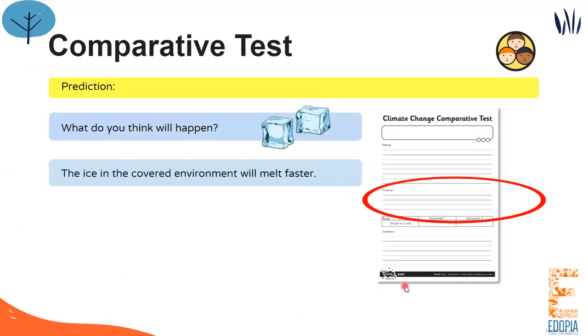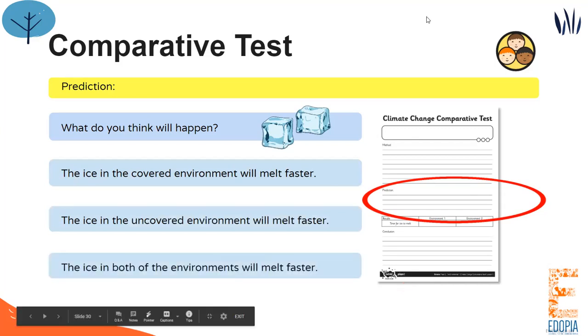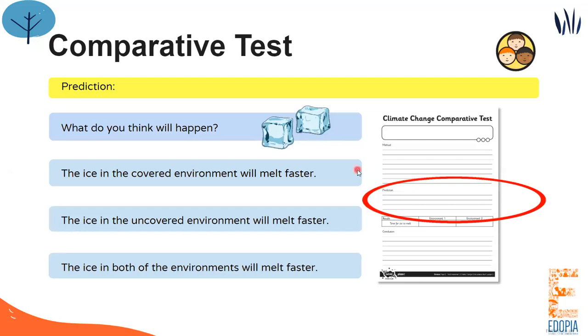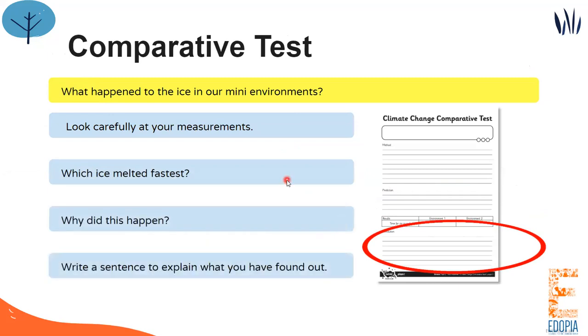Before we started our experiment, we asked you, what do you think might happen? So that was a prediction. Most of you said that the ice which was not covered will melt faster. But no, what happened is that the ice which was covered melted fastest. Why do you think this happened? Because it was covered with cling film. The heat from the sun entered the tray, but it could not get out because it was covered with cling wrap. So that is why the ice in the covered tray melted fastest.